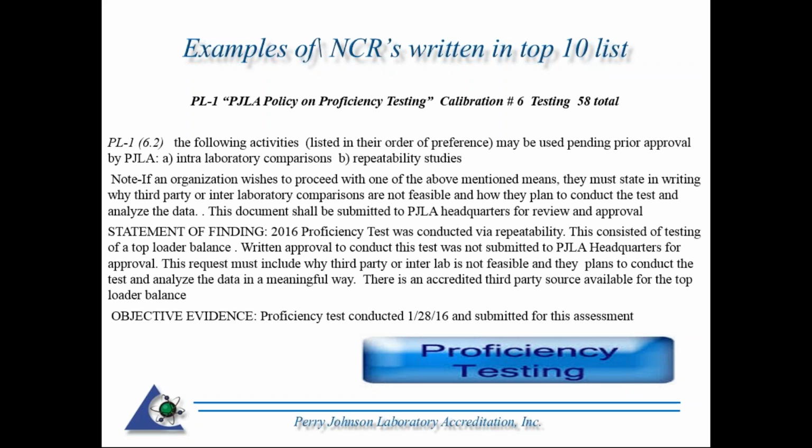So PL1 under 6.2, and actually when we revised PL1 a couple years ago, this was written into it. The following activities, listed in their order of preference, may only be used pending prior approval by PJLA. Includes intralab comparisons and repeatability studies. Right under that requirement is a note: if an organization wishes to proceed with one of the above means, they must state in writing why third-party or interlab comparisons are not feasible and how they plan to conduct the test and/or analyze the data. This document must be submitted to PJLA headquarters for review and approval.